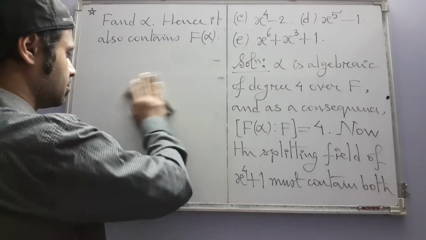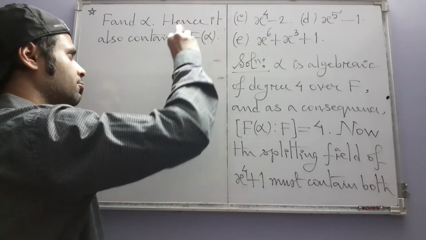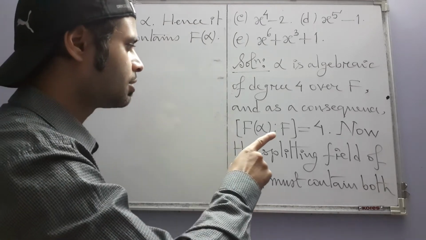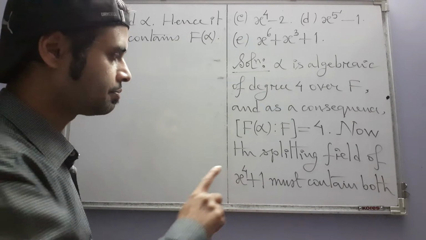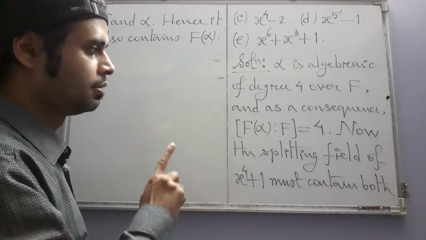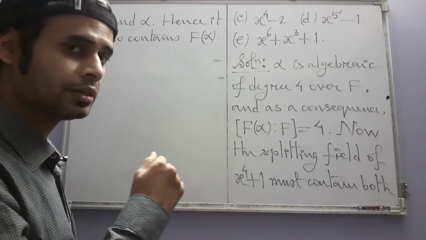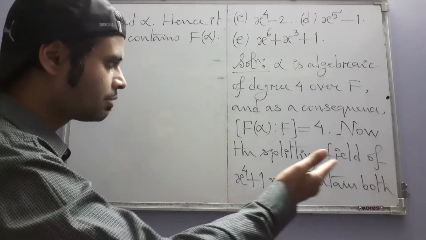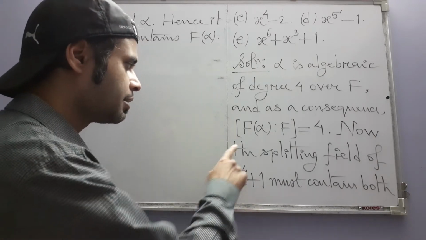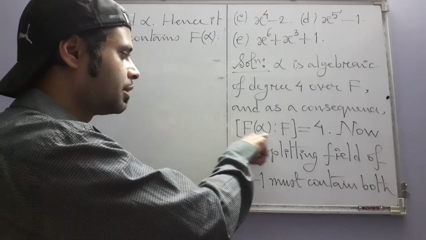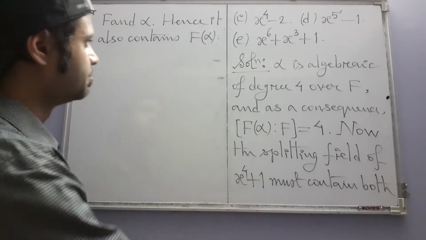But that gives us what? That makes the degree of F alpha over F less than or equal to the degree of the splitting field over F. But the splitting field by its very nature is the smallest field in terms of degree over which the polynomial splits completely. However, at the same time that is already happening over F alpha. That means F alpha itself is the splitting field.